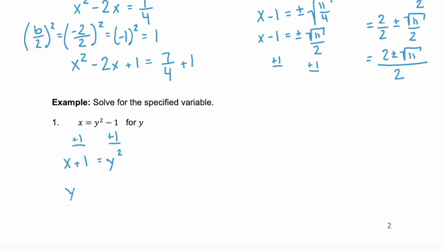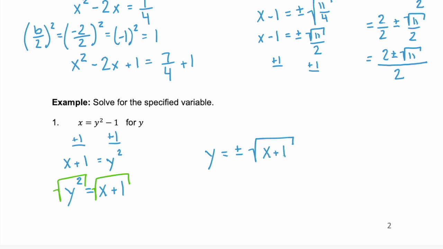Now I'm going to rewrite that. That's the same as y squared equals x plus 1. And because it's y squared equals something, we can apply that square root property in order to solve for y. So we take the square root of both sides. And taking the square root of both sides gives us y equals plus or minus the square root of x plus 1.